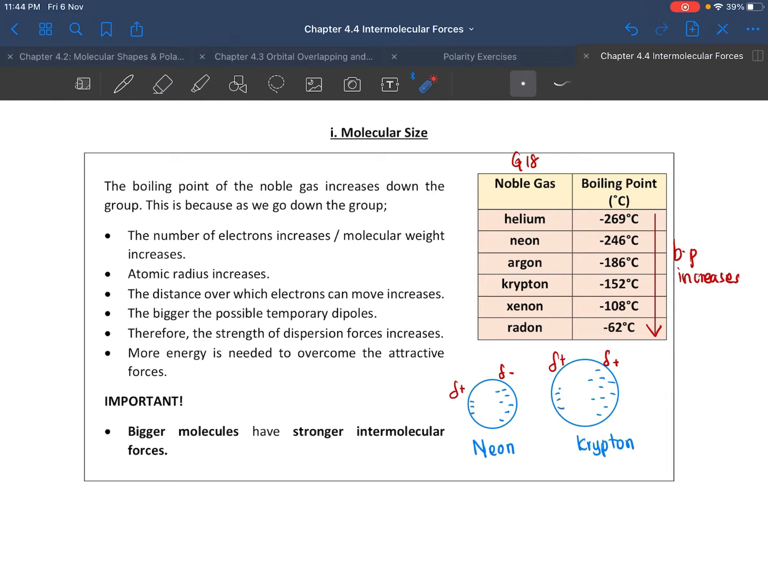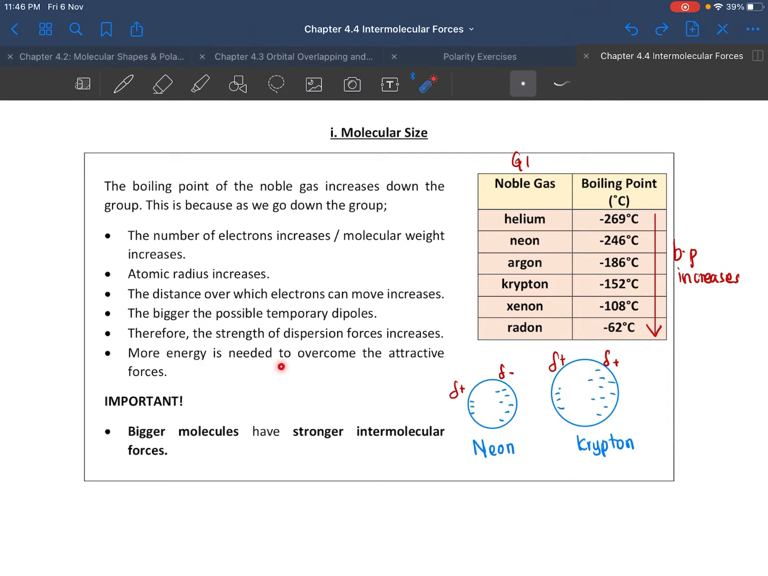Kenapa kalau distance over which electron can move bigger? Okay, so because bila kawasan elektron tu boleh bergerak lebih luas, that means the temporary dipole yang akan terhasil akan lebih besar. Bigger possible temporary dipole. For example, neon, this is the temporary dipole, and krypton ada temporary dipole yang lebih besar. So bila dia ada temporary dipole yang lebih besar, the strength of dispersion forces increases. So dispersion forces ataupun London dispersion forces tu makin kuat.